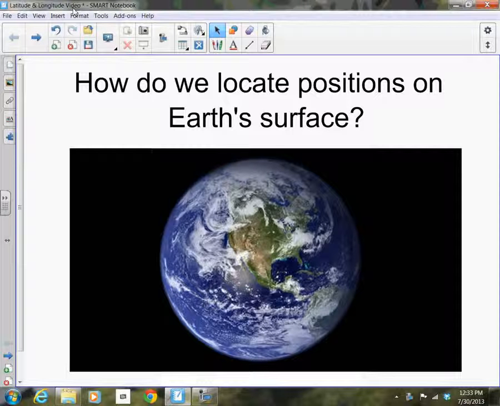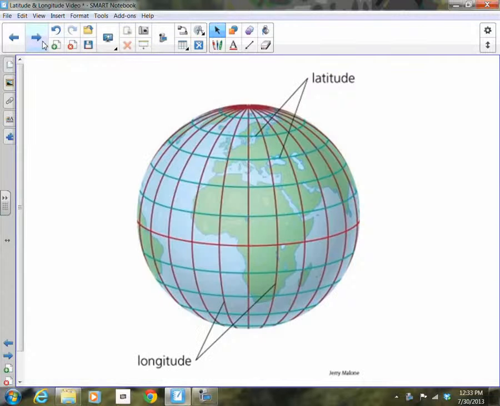Today we're going to take a look at how we locate positions on Earth's surface. As you know, in the Middle Ages, a coordinate system was developed. This system is based on lines of latitude and longitude.